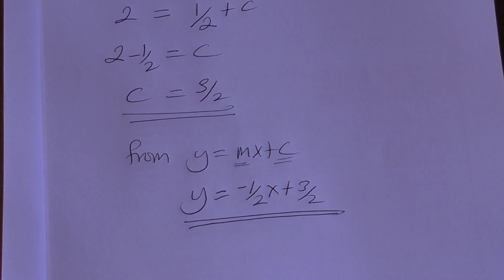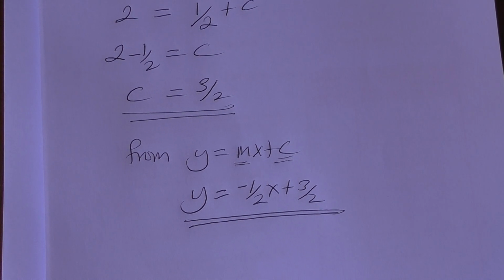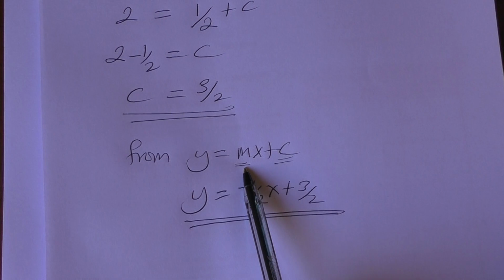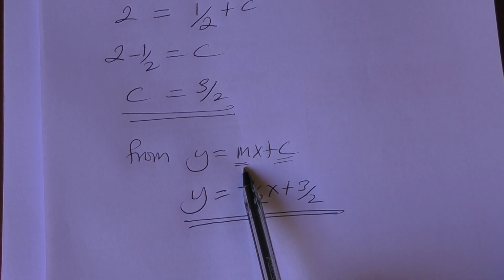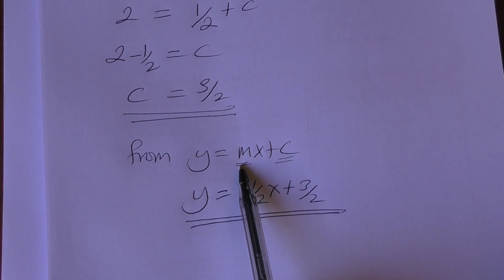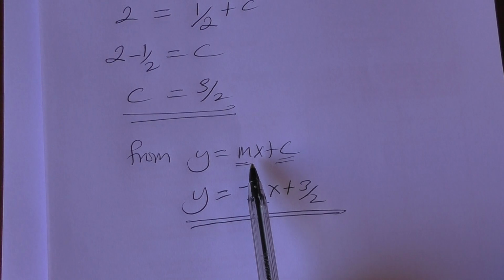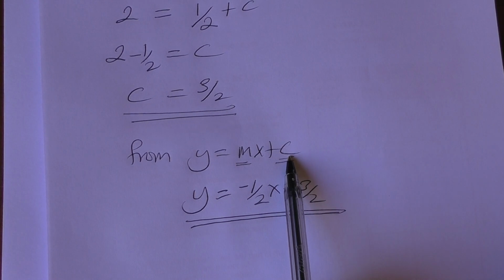So, in short, for us to find the equation of the line when given 2 points, we first get the gradient, which is given by y2 minus y1 over x2 minus x1. After getting the gradient, we consider one of the 2 points and the gradient to find the y-intercept c.